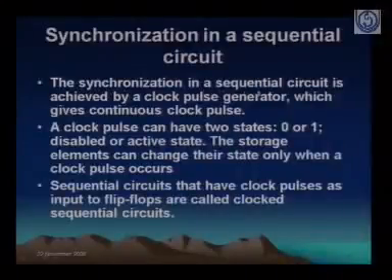The synchronization in a sequential circuit is achieved by a clock pulse generator. Many a time you hear about this particular thing, which gives continuous clock pulses. A clock pulse can have two states, 0 or 1, disabled or active state. The storage elements can change their state only when a clock pulse occurs. Sequential circuits that have clock pulses as input to flip-flops are called clocked sequential circuits.